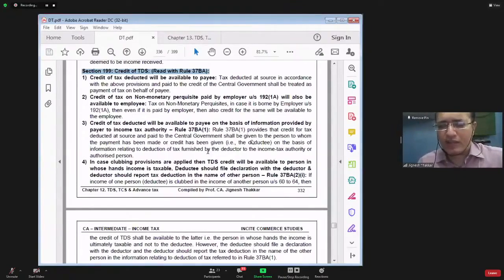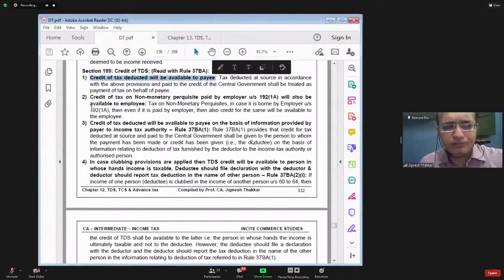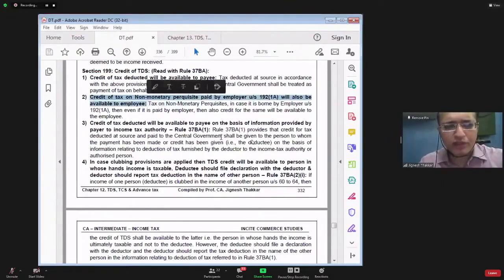Now I will calculate my tax liability. From that tax liability, I will deduct the amount of TDS which is deducted by Inside Commerce Studies and paid to the government. That is called claiming TDS credit. Claiming TDS credit means from the tax liability, I should deduct the amount of TDS which is already deducted by different payers while paying income to me. So this point says that credit of TDS will be available to the payee. Credit of tax on non-monetary perquisite paid by the employer will also be available to the payee.